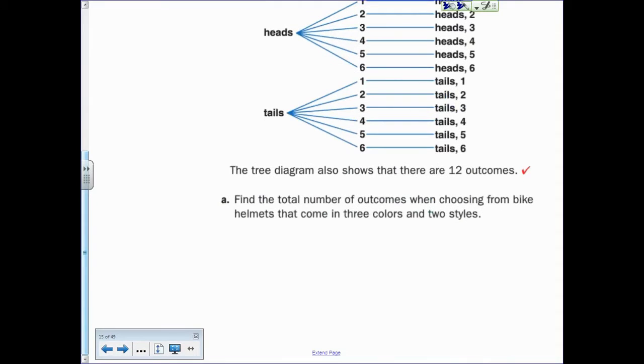Down here in letter A, it says find the total number of outcomes when choosing from bike helmets that come in 3 colors and 2 styles. How many possible outcomes would that give you? You can do that one on your own, probably before I can change this slide.